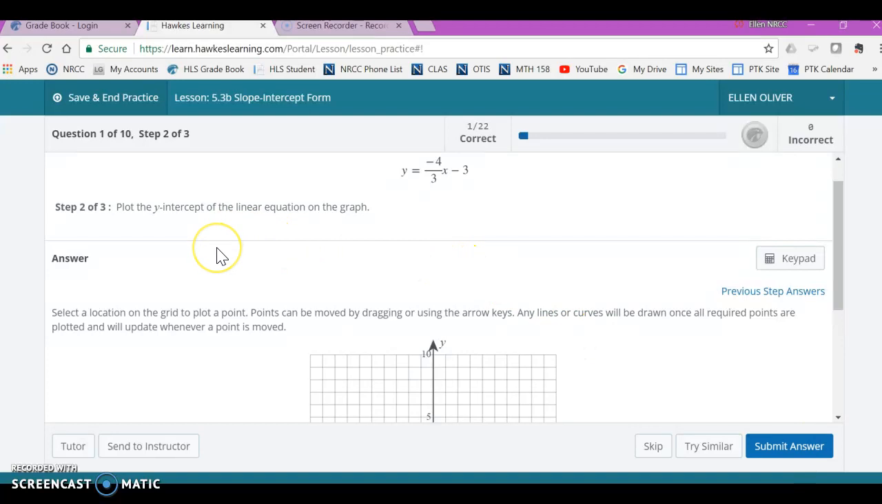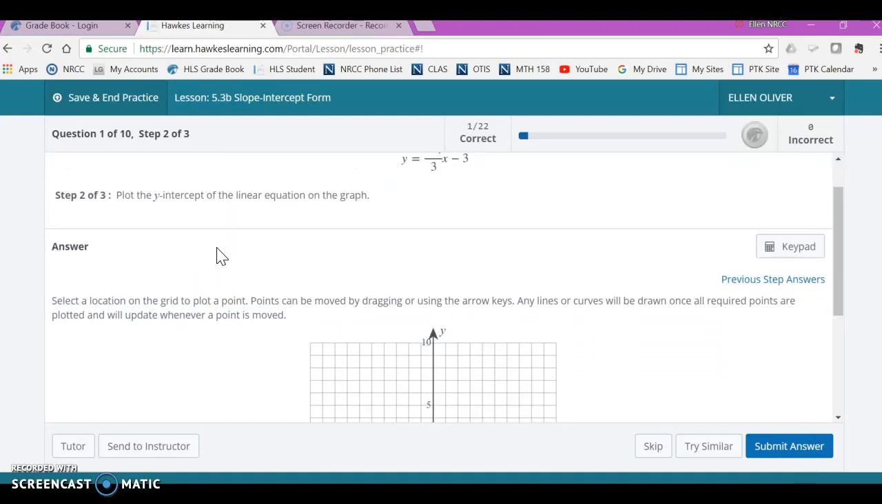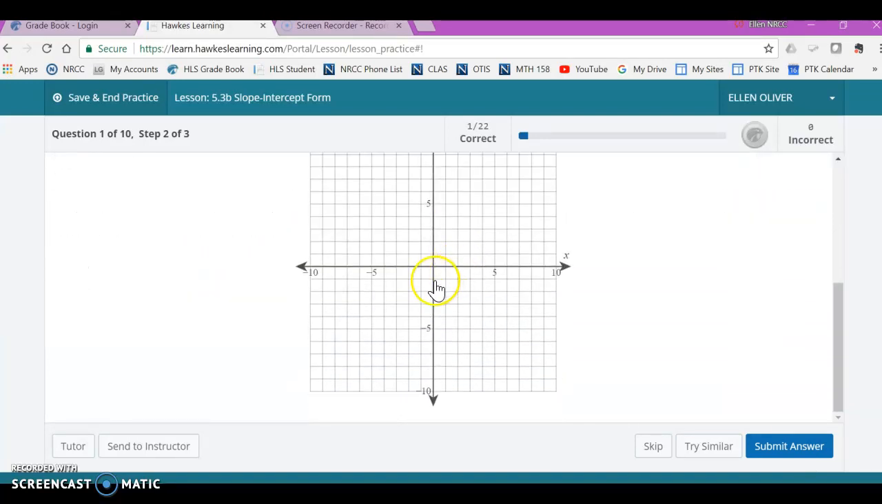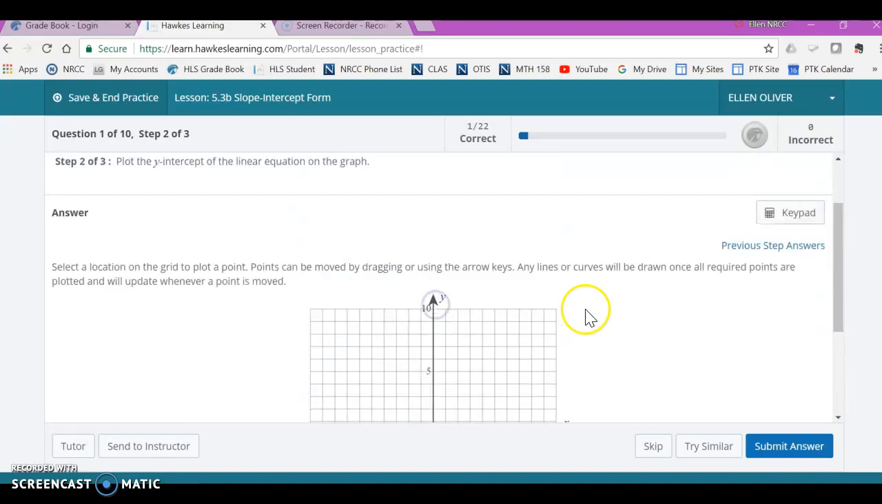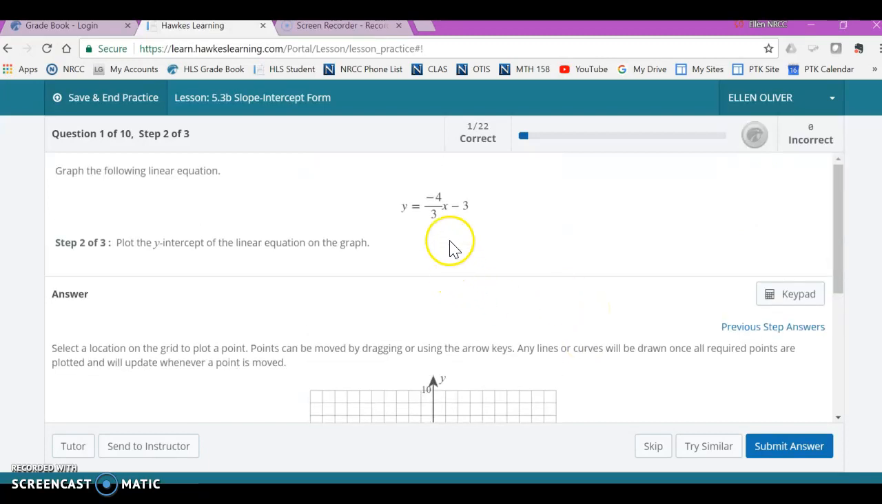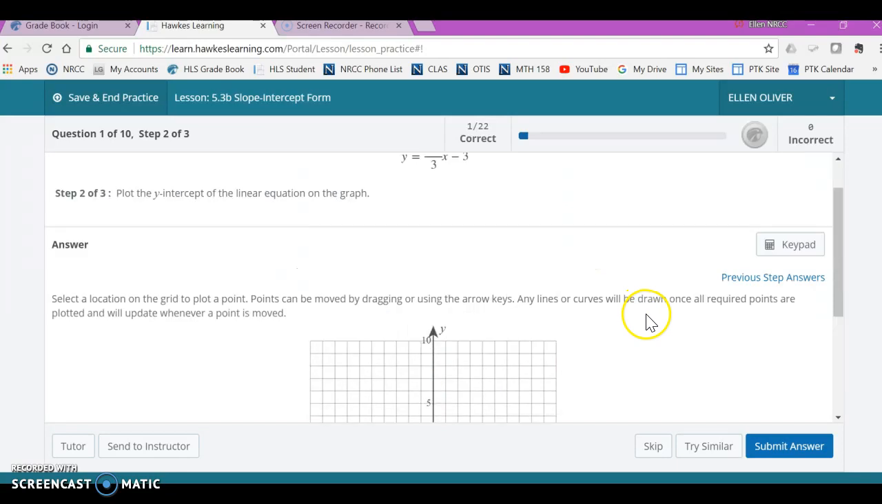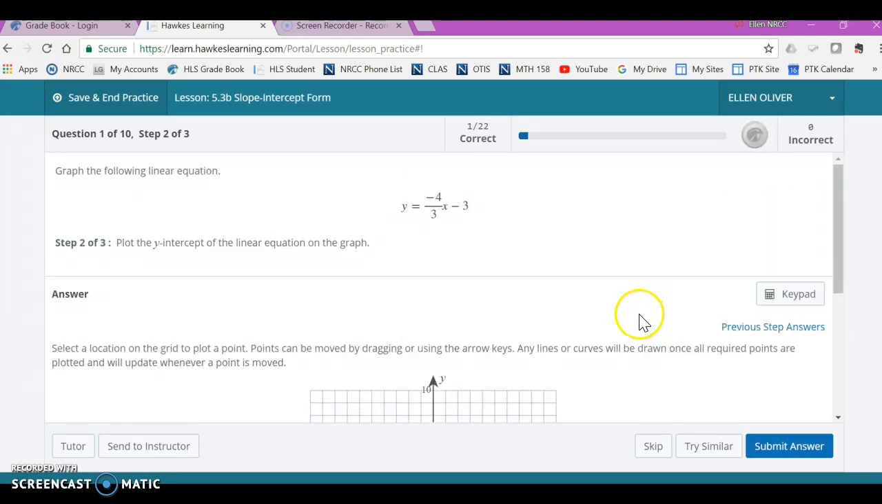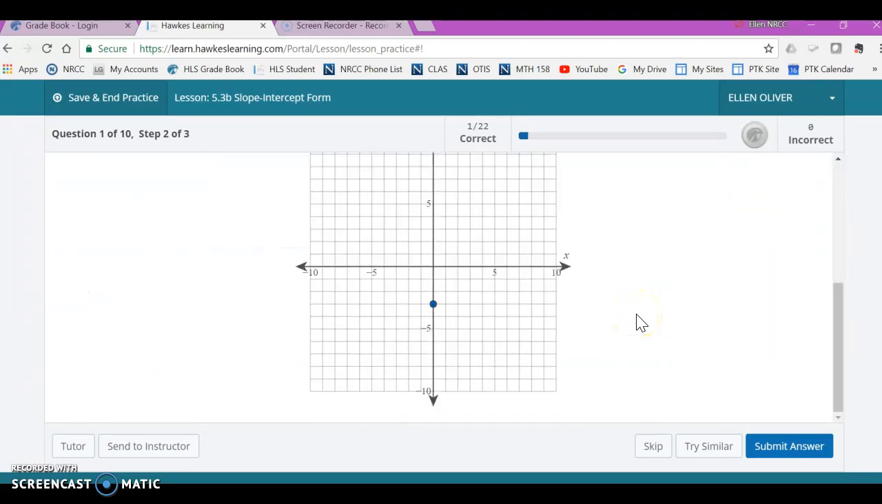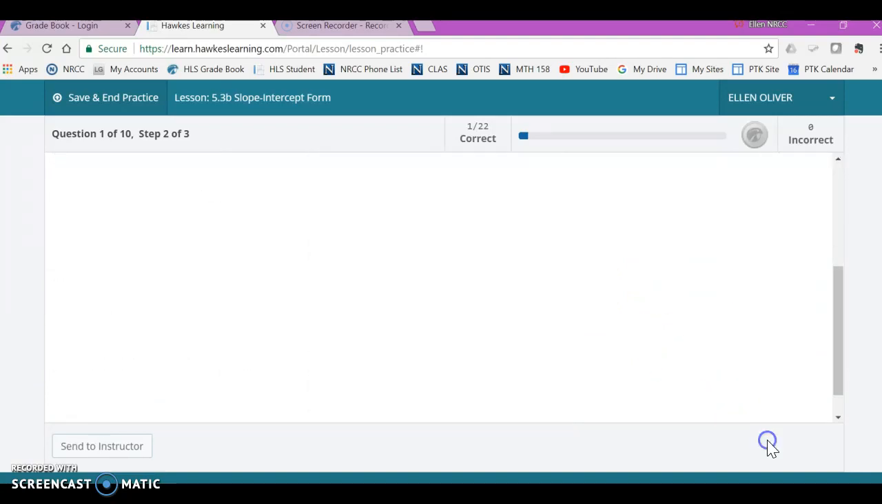Step 2, now I'm going to graph it with those 2 points. So my y-intercept is 0, -3. So I plot that point right here, down 3. And then the slope tells me from that point to go down 4 to the right 3. So down 4 from this point, 1, 2, 3, 4, to the right 3, and there is my other point. What am I doing wrong? Plot the y-intercept. I did that. Oh, I didn't submit it.